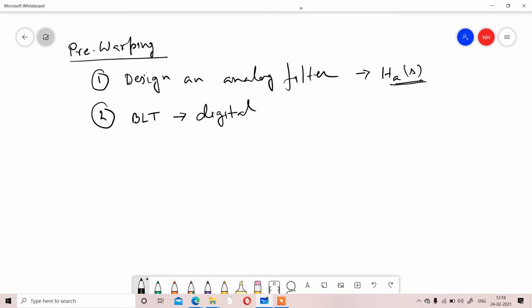Now, due to the warping effect, we have got a non-linear digital filter.